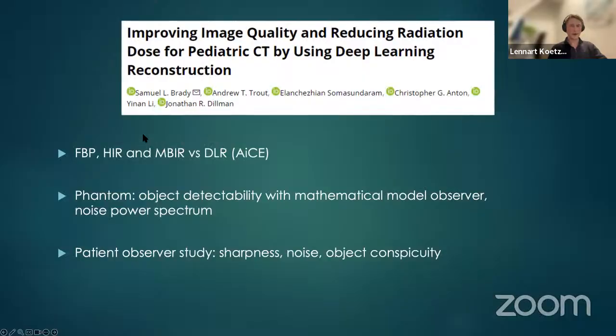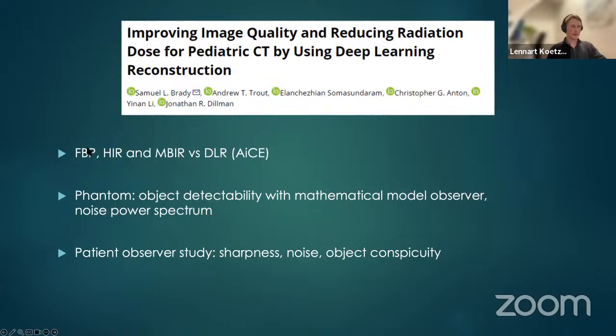Moving on to another paper. This paper looked at the capabilities of reducing the radiation dose in children, where it's especially important to keep the radiation dose as low as possible. In this study, the authors looked at the image quality and object detectability of FBP, hybrid IR, model-based IR, and deep learning reconstruction. And they did this in a phantom and in a patient study.